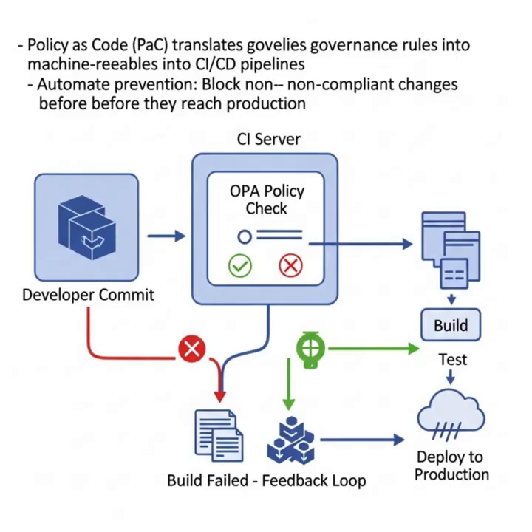These policies are then integrated directly into your CI/CD pipeline. They are no longer suggestions in a document. They are enforceable gates. A developer attempting to commit code that violates a policy will see their build fail instantly with clear feedback on how to fix it. This isn't about policing. It's about providing immediate, automated guardrails that make doing the right thing the easiest path.